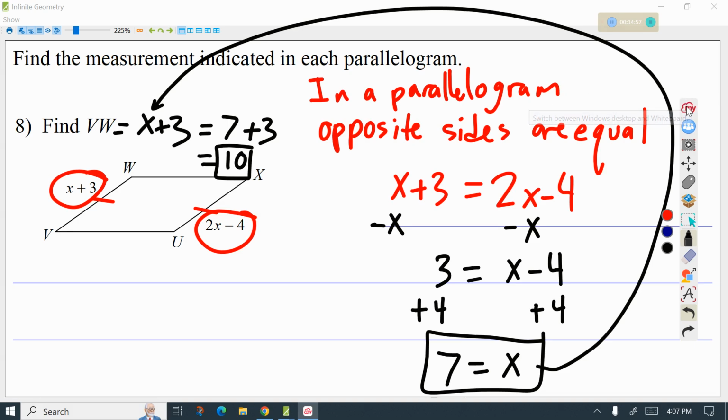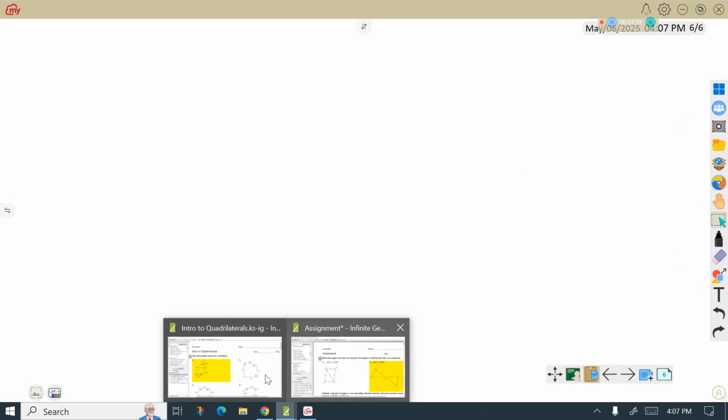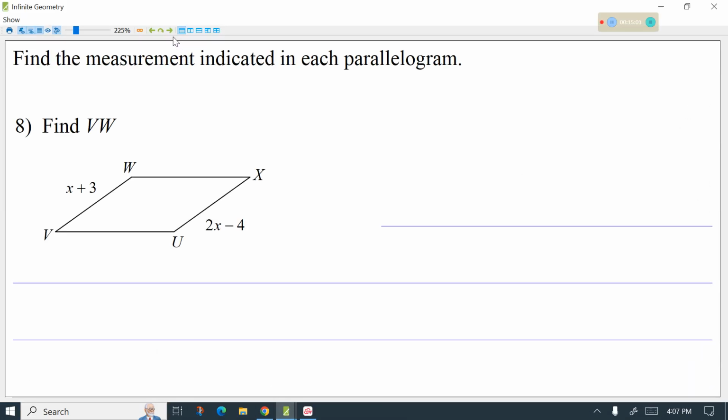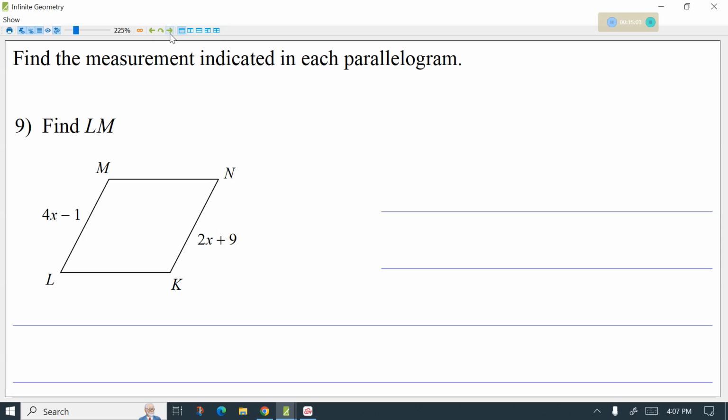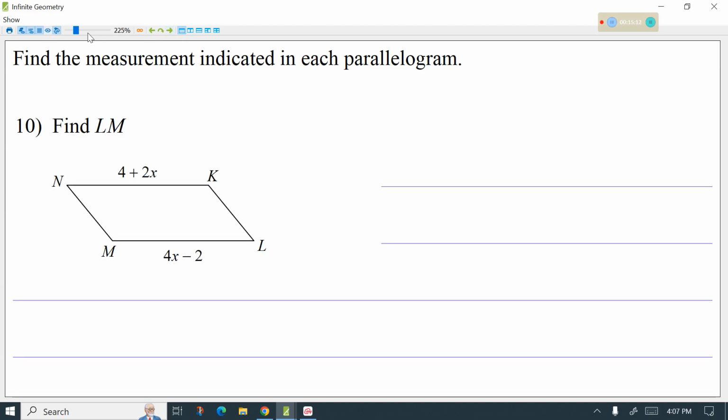So now we're going to start moving to the angles. I did number 9 and 10 in class today, so if you were here today, I'll show the answers. At least for 9 was 19. Okay, and for number 10, I believe we did that one too. You should have got 10 for number 10.